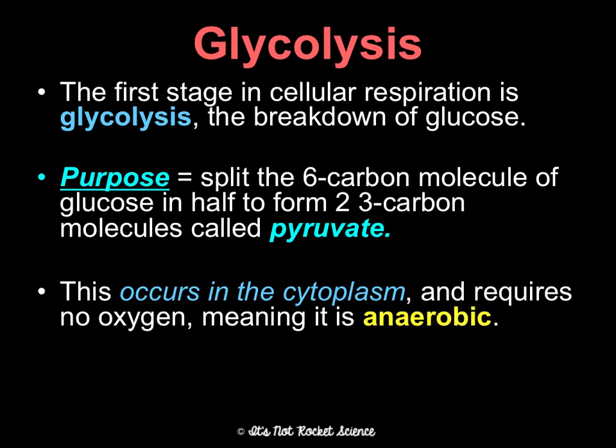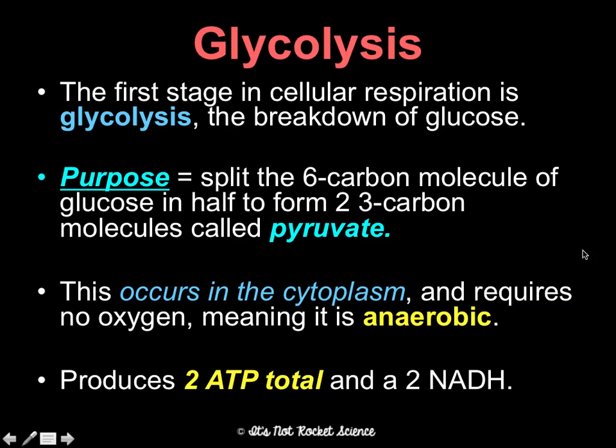And it doesn't require oxygen, so it's an anaerobic process. Anaerobic means without oxygen. An is a prefix for without. So it can happen without oxygen. It also produces 2 ATPs total, which is important. We're going to be keeping track of how many ATPs are made, because remember, the whole purpose of this entire process is to make ATP. So this step makes 2. It also makes 2 NADHs. So not NADPH, that was an energy-carrying molecule in photosynthesis, but NADH, which is another energy-carrying molecule that helps power the steps of cellular respiration.